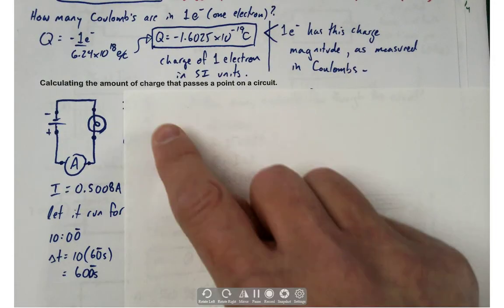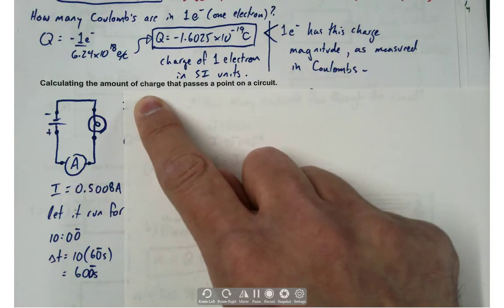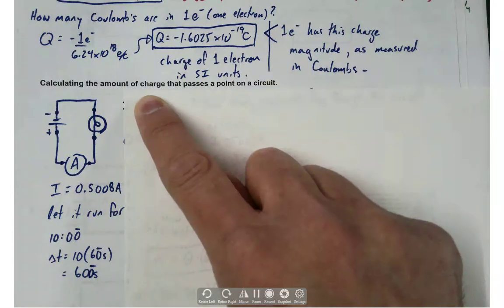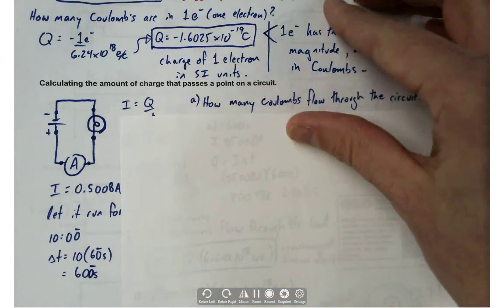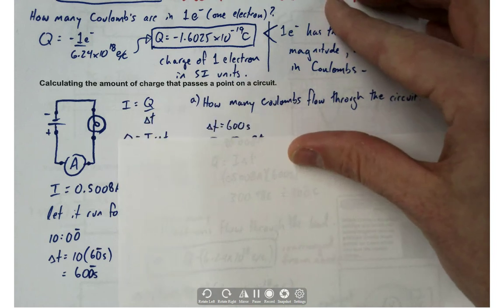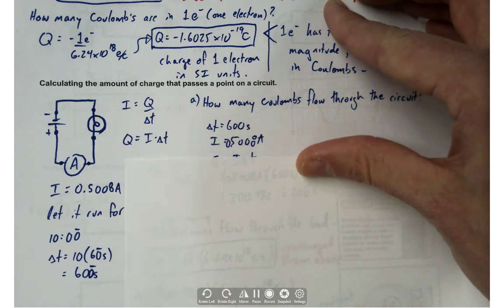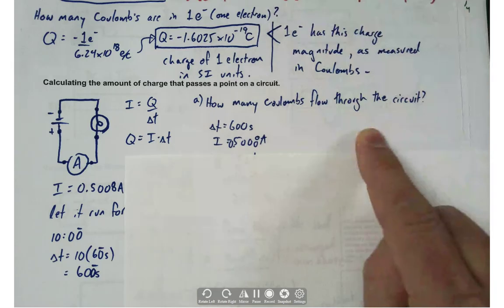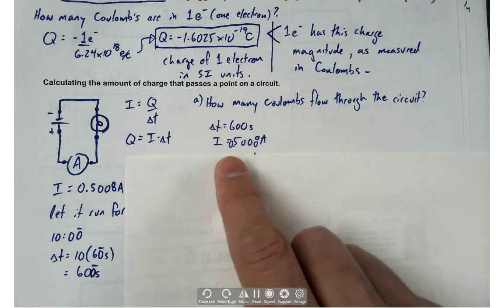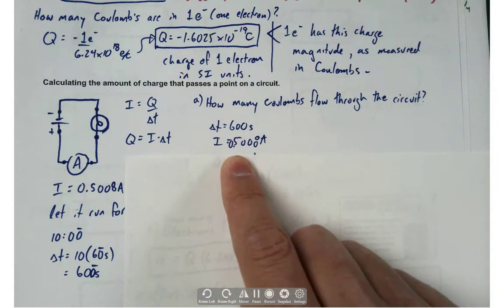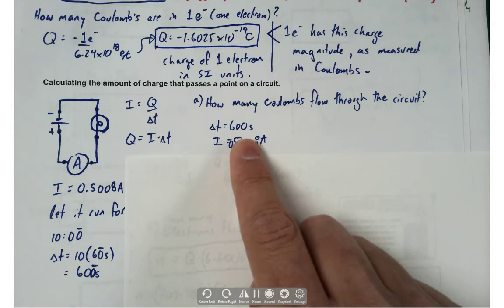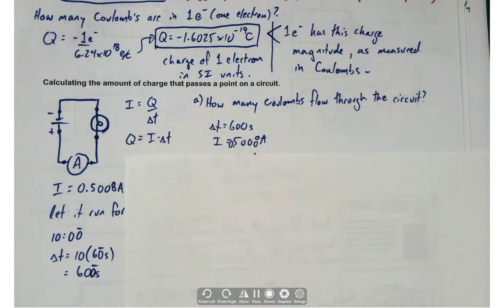And if I wanted to calculate how much charge flows through this circuit, I could go through the process. I could say, okay, how many coulombs flow through the circuit? I need to know the amount of current, the flow rate. I need to know how much time goes by, and I could rearrange I equals Q over T to get Q all by itself.